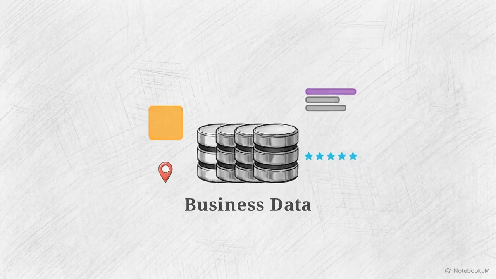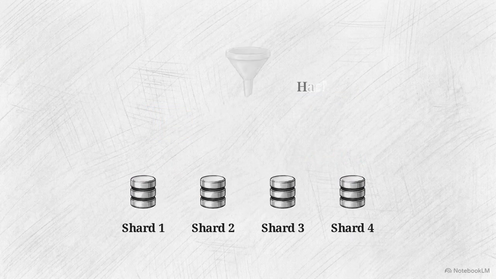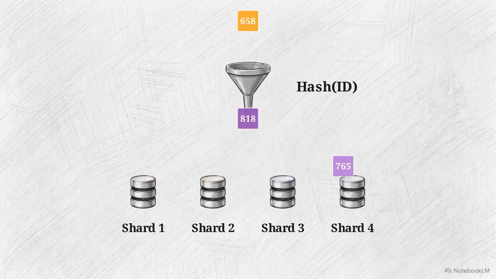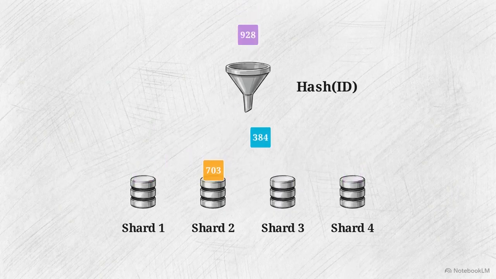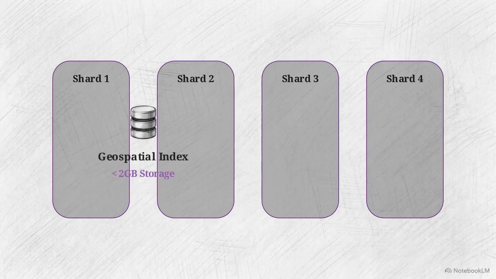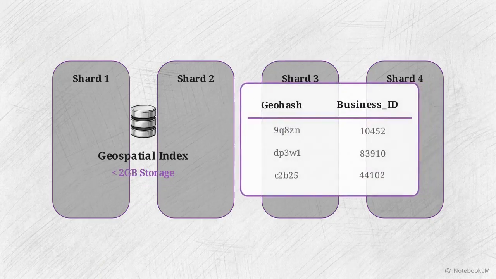With the geographic math solved, the system must now physically store and serve data for hundreds of millions of global businesses. The primary database table holding the actual business profiles, names, addresses, photos, and review data will be massive. To handle this volume, this table must be horizontally partitioned, or sharded, across multiple database servers. By hashing the business ID to assign the shard, we guarantee that the massive storage requirements and write operations are spread evenly across the entire cluster.